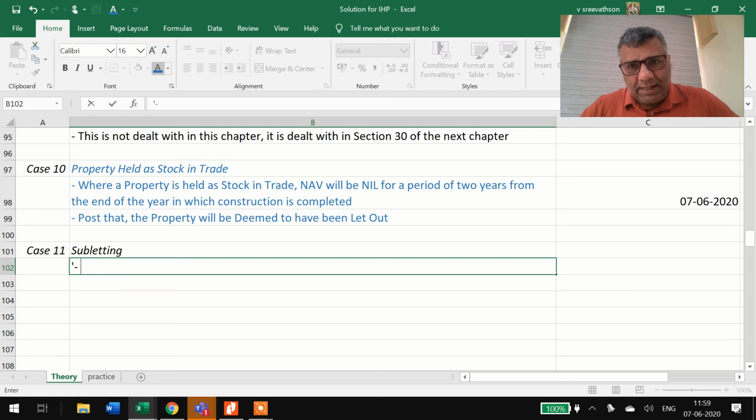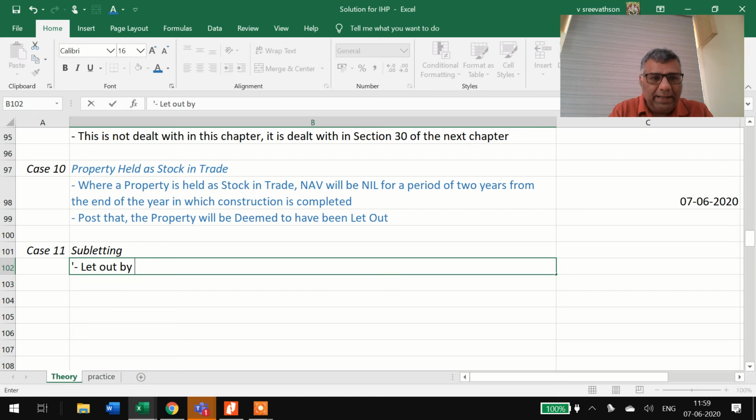It is considered as income, not under this chapter. Why is it not under this chapter? It is because I am not the owner of the property. This chapter taxes either the owner or the deemed owner. Neither am I the owner nor the deemed owner. So whatever rent I receive from subletting of the property is taxable under other sources. I am not saying it is not taxable at all, just not in this chapter.